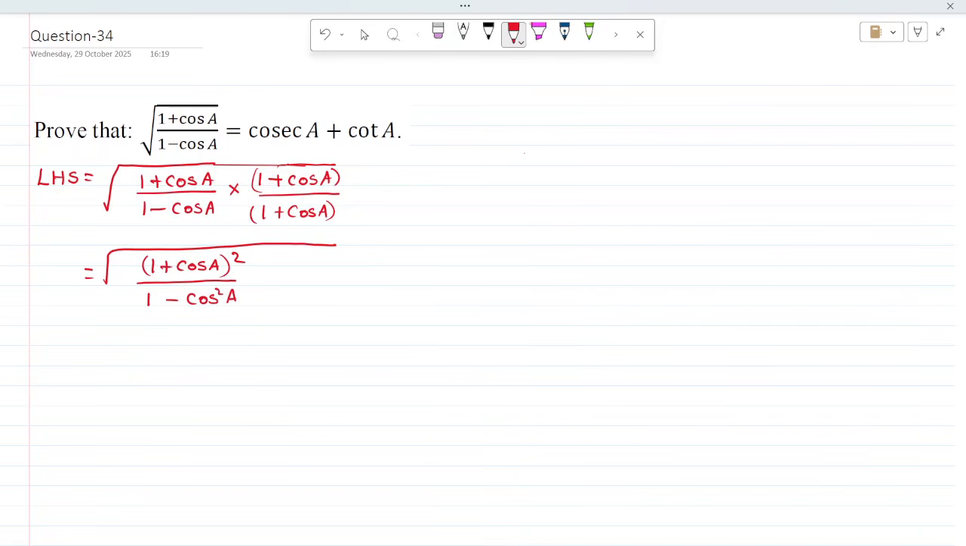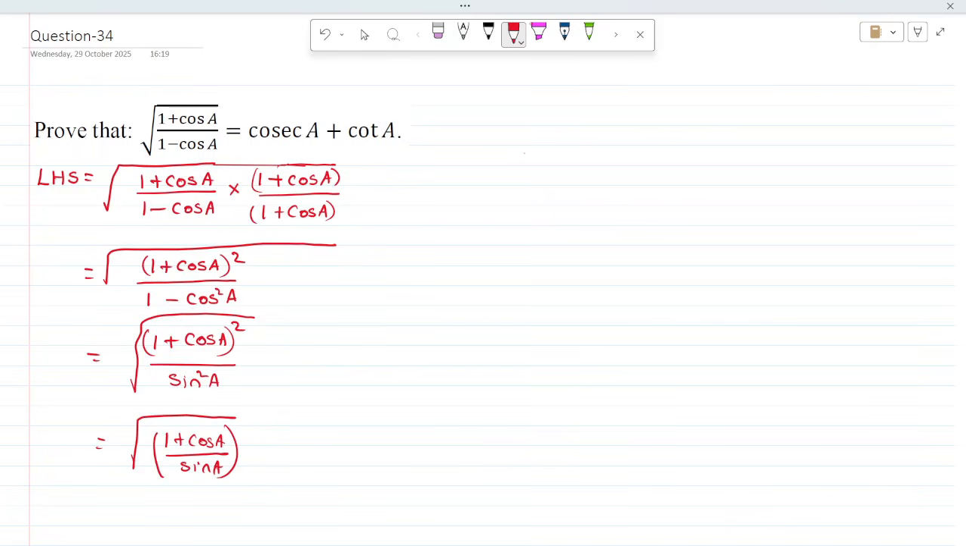What is 1 minus cos square A? So in the numerator, 1 plus cos A whole square. Denominator, it is sin square A. Both the terms have squares, right? Combining, you write the square now. Root of 1 plus cos A by sin A the whole square. Then you cancel the root and square. What are you left with? 1 plus cos A whole divided by sin A.